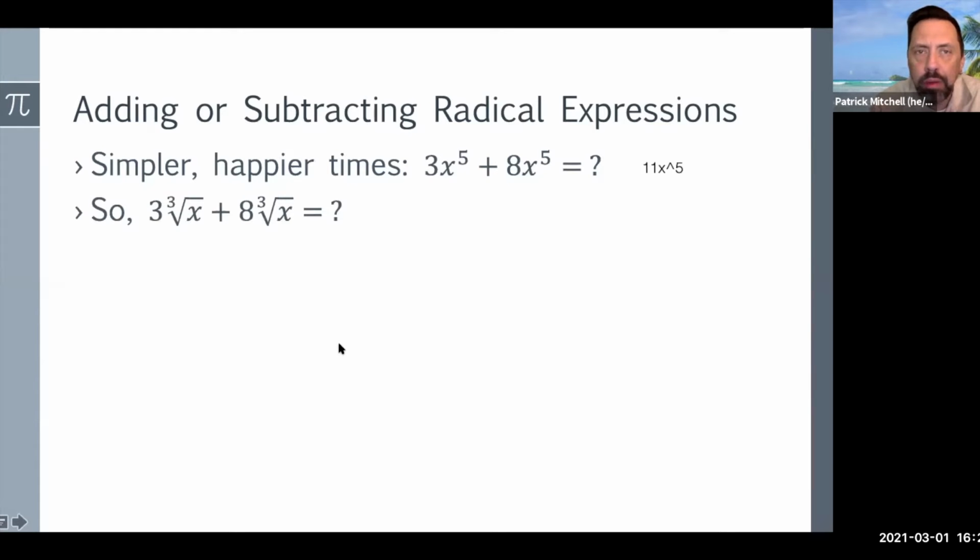All right, well, as you know now, a root is a type of exponent. For example, the cube root of x is the same thing as x to the 1/3. So I think it's reasonable then to say that 3x to the 1/3 plus 8x to the 1/3 has to be 11x to the 1/3.